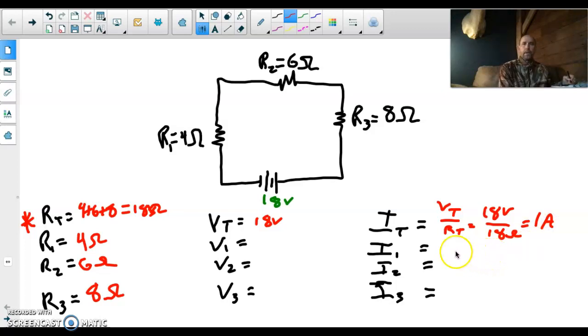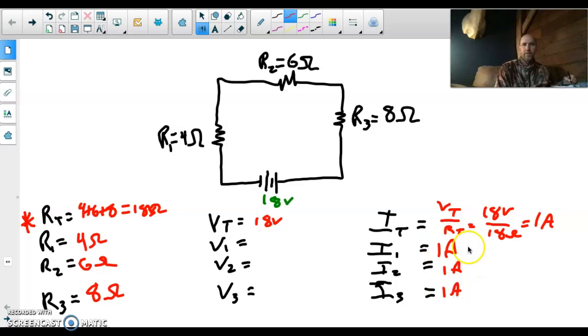Okay? Now we have 6 things left to calculate. But to be perfectly honest with you, 3 of them really require no calculation. Can you determine which 3, the 3 voltages or the 3 currents, really doesn't require any calculation? And you're right if you said the current. Why? The current's the same everywhere in a series circuit, and it's equal to the total. So this is 1 amp, 1 amp, and 1 amp.